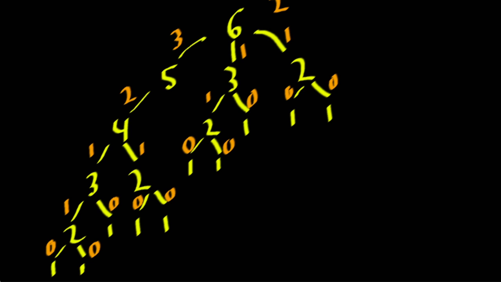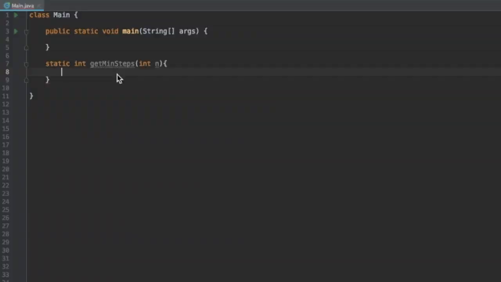Okay, so now that we've actually diagrammed this whole thing out, let's go ahead and see what this would look like in code. Alright, so I went ahead and defined this method called getMinSteps, which returns an integer, and it takes in an integer as an argument. Now before we write the code, I do encourage you guys to actually pause the video and try it yourself and compare it to my answer.